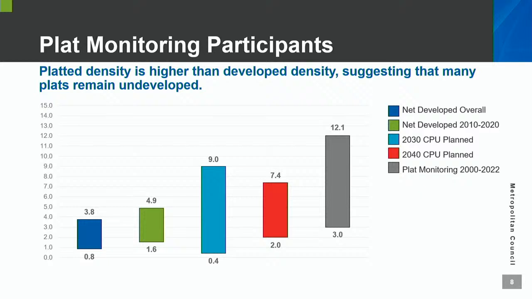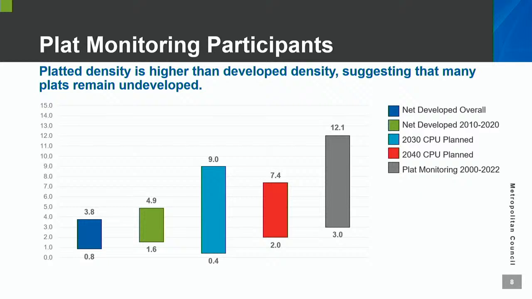Yeah. So that's a huge credit to communities, because if they said we platted this, we're going to have it developed, but then something happened, they still get the credit. So the platted density is still different from the developed density, and you see that the platted density is much higher than the developed density. So that still suggests that several of the plats are probably remaining undeveloped.